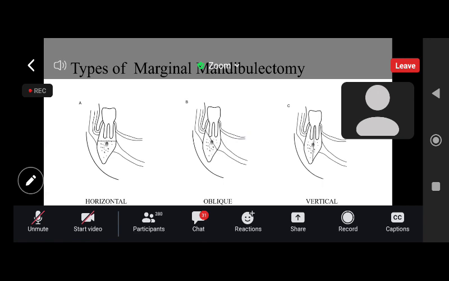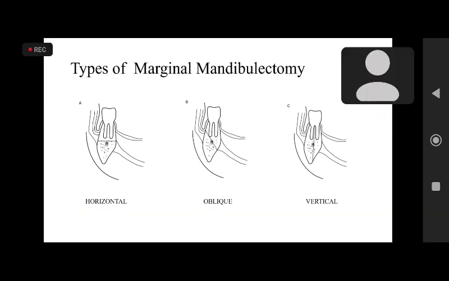Sometimes, rarely, we will also need to do a rim resection of the mandible from the inferior end when the nodes are stuck to the mandible. Right. That we would call a reverse marginal mandibulectomy. Reverse marginal mandibulectomy. Right, sir.